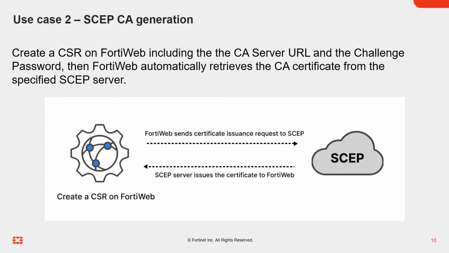For Simple Certificate Enrollment Protocol, or SCEP, certificate authority generation, create a CSR on FortiWeb by including the CA server URL and the challenge password. Afterwards, FortiWeb will automatically retrieve the CA certificate from the specified SCEP server.